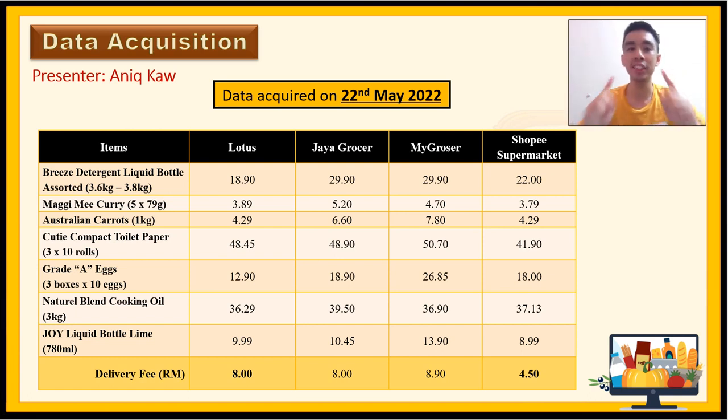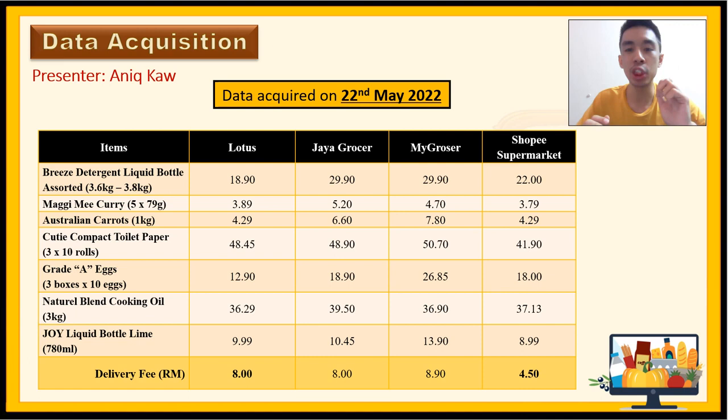To ensure consistency, we decided to do a market research together on May the 22nd. We scoped out 4 famous online grocery stores, which are Lotus, Jaya Grocer, My Grocer, and Shopee Supermarket. Along with it will be the scoping of 7 items as you see on the left side of the table with their respective prices on the right, as well as the delivery fees at the most bottom of the table.